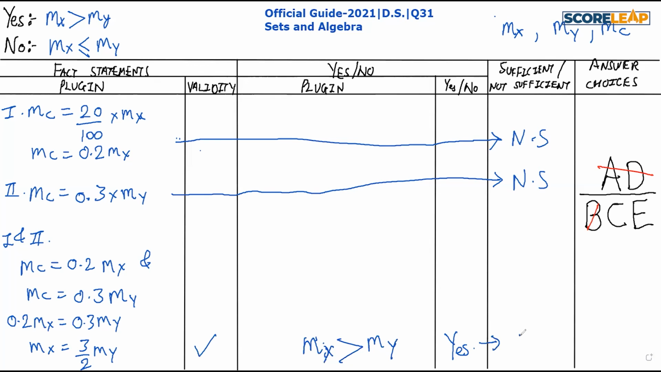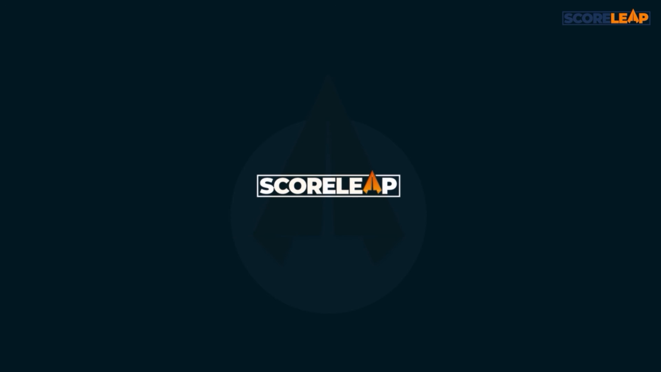So the statements together are sufficient. Whenever statement 1 and statement 2 together are sufficient, we cross E, and our answer is C. I hope it is clear.